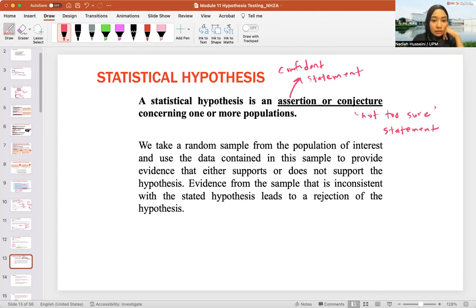Okay, so we take a random sample from the population of interest and we use the data contained in the sample to provide evidence that either supports or does not support the hypothesis, like we saw just now. Evidence from the sample that is inconsistent with the stated hypothesis leads to rejection. We saw just now that the p-value was super small, which is very inconsistent. If it was consistent, it would give us a large p-value. Therefore, we reject the H naught and we accept the H1, or the alternate hypothesis, as plausible.